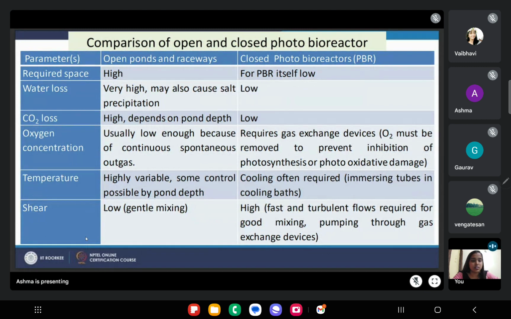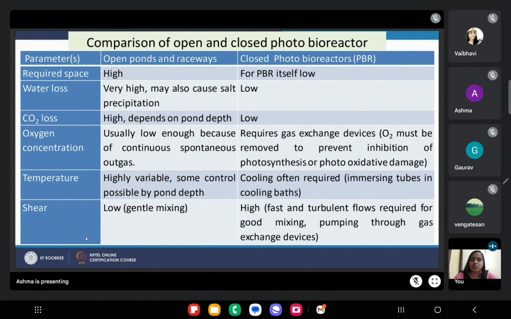Since the conditions are different for open and closed photobioreactors, we will get different results from these. First we will see what parameters are required and what results come from them. First, the required space: obviously for open ponds, the space requirement will be very high. For closed photobioreactors it is very low because we can grow the algae in columns, so the space requirement is not that much.